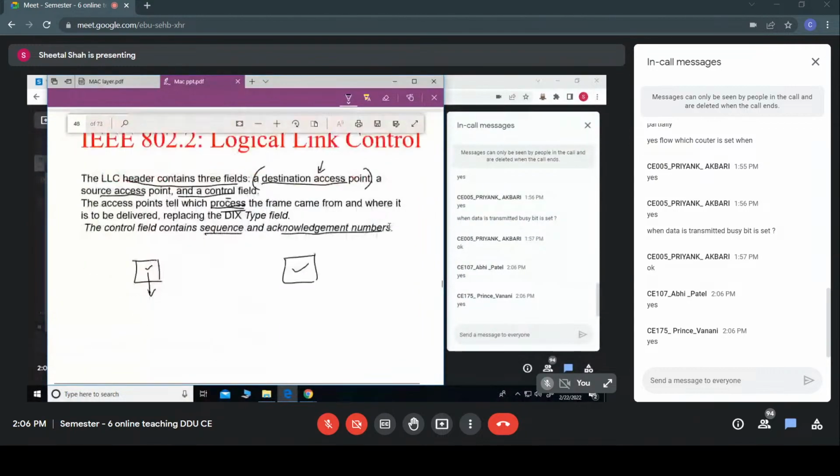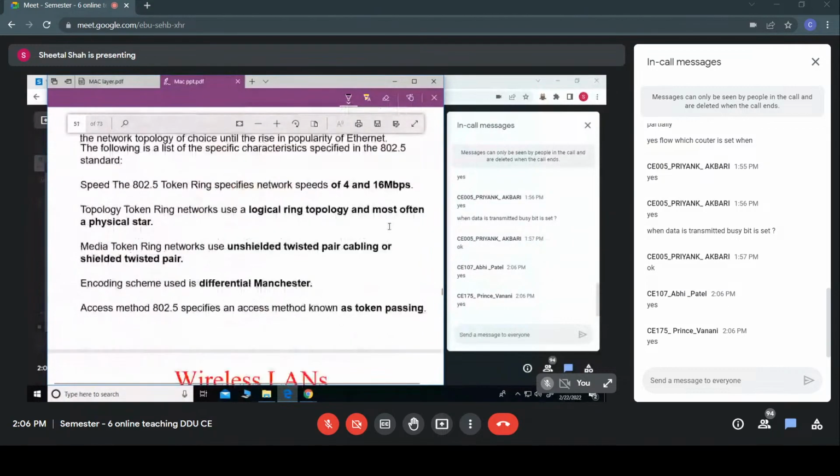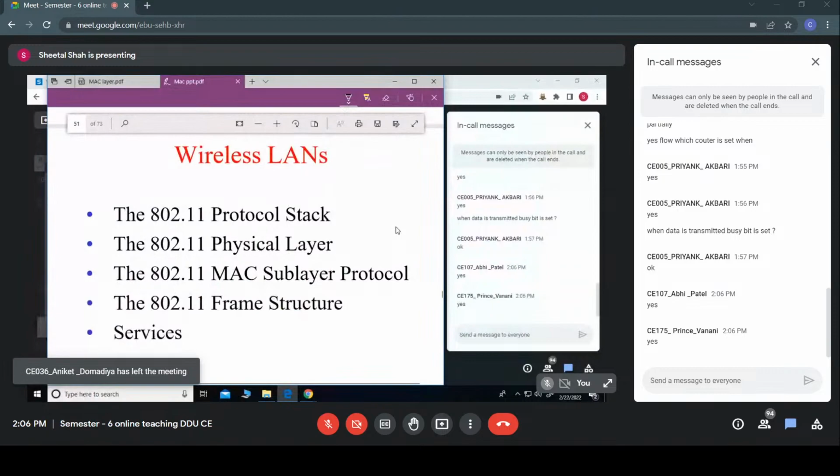So till now we have learned about the wired type of network. Next we'll see about the wireless LANs. The standard which is used for wireless LAN, like Wi-Fi, is 802.11. These are the standards used for the wireless LAN.